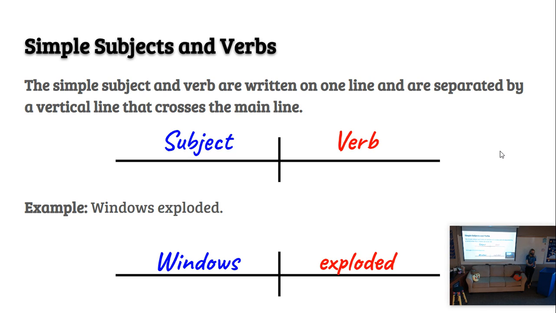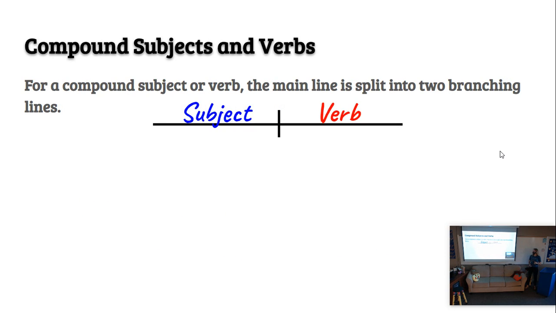Nice job. Does this make sense? Subject goes on the left, verb goes on the right of the main line. They're separated by this vertical line. You got that? It's the most basic that you can get. Now we're going to start jazzing it up a little bit. Remember, we have these things that are called compound subjects and verbs.